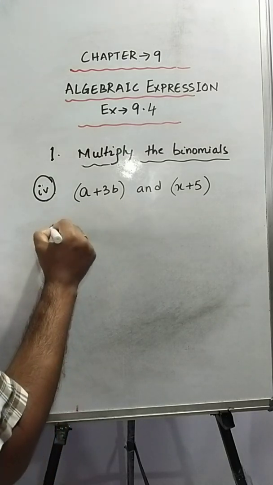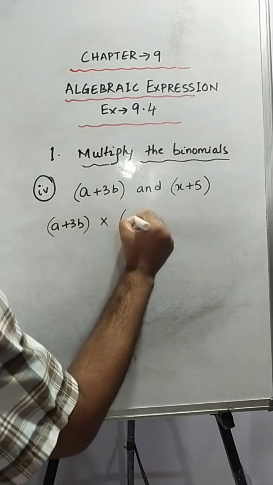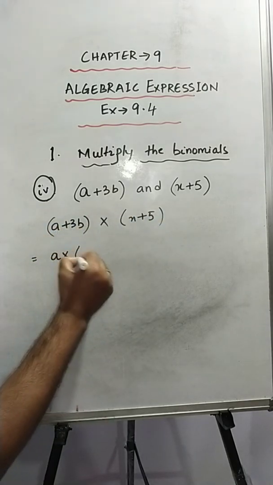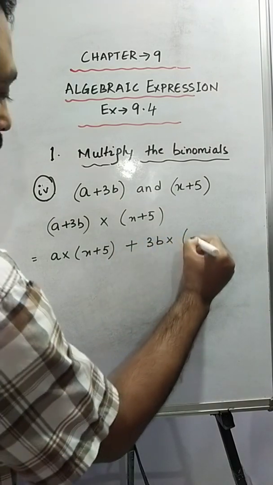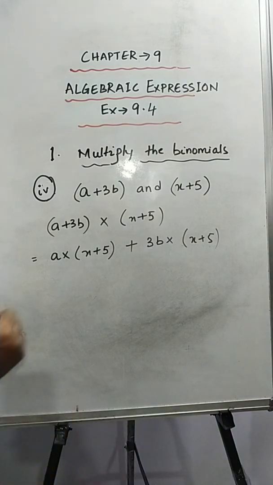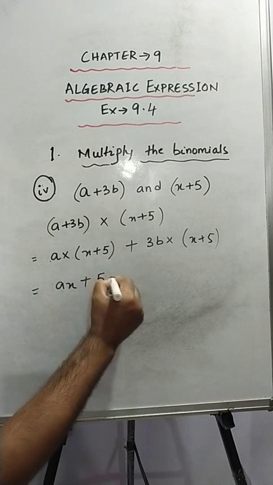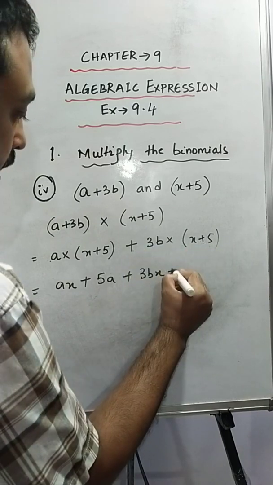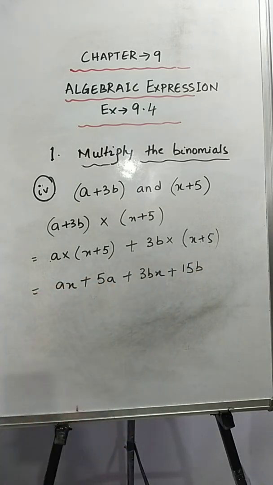So let's write (a + 3b). In place of 'and', we'll put a multiplication sign, (x + 5). Now we'll multiply a with this term. So a into (x + 5) plus 3b into (x + 5). Fine. So now a into x is ax, plus is plus, 5 into a is 5a. Plus 3b into x will be 3bx, plus is plus, 3 into 5, 15b. So we see that there are no like terms present. So this is the required answer of question number 4.